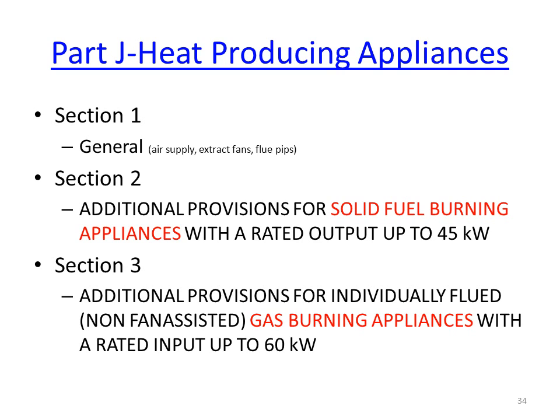Part J, heat producing appliances. Section 1, general information about air supply, extract fans and flue pipes. Section 2, additional provision for solid fuel burning appliances with a rated output of up to 45 kilowatts. Section 3 covers additional provisions for individual fueled non-fan assisted gas burning appliances with a rated input of up to 60 kilowatts. That should be output of 60 kilowatts.